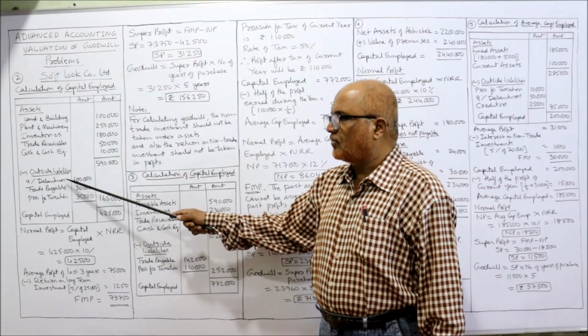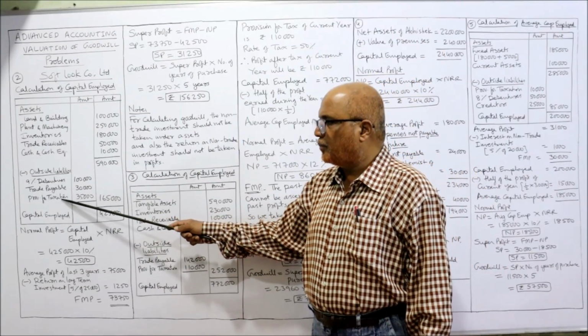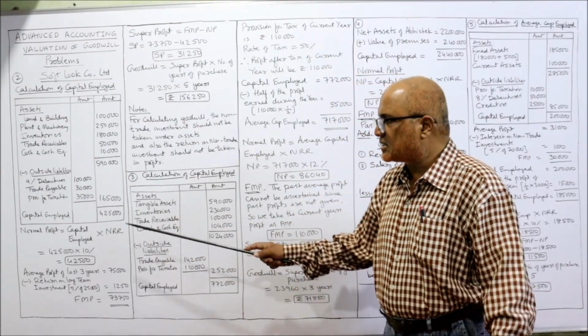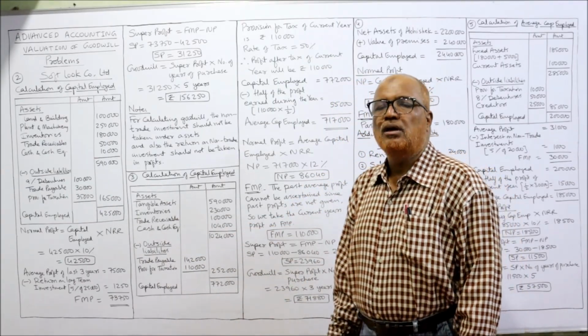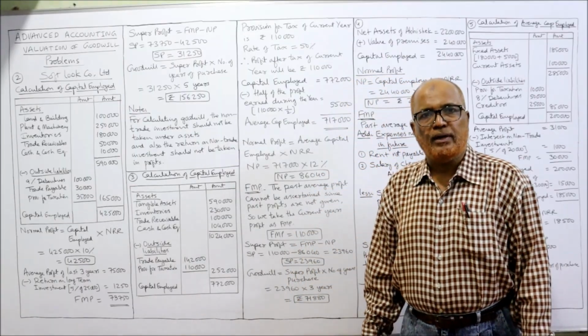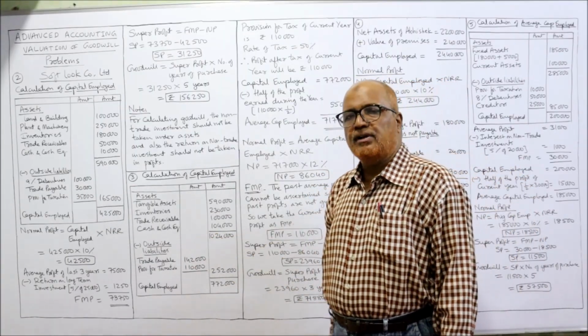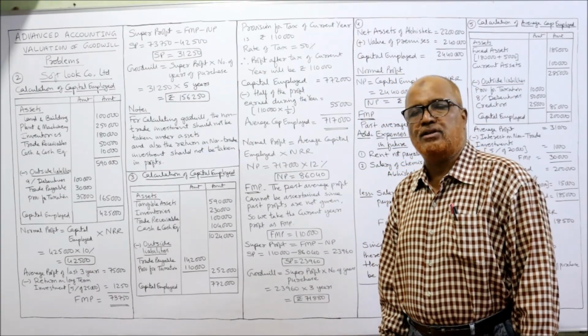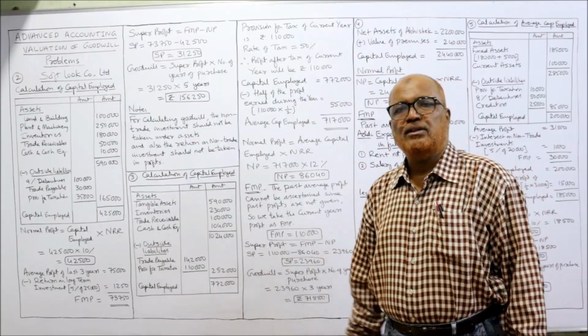Outside liability consists of debentures, then trade payable, provision for taxation. These are the outside liabilities. Deduct, we will get 4,25,000 capital employed. Right? Now, normal profit is equal to capital employed into NRR, normal rate of return. Capital employed 4,25,000.